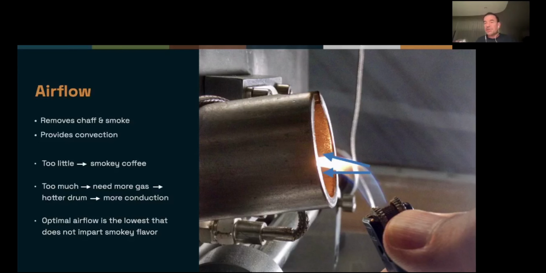Okay, a couple questions. Okay, so the first question is, would I use more airflow for a darker roast?